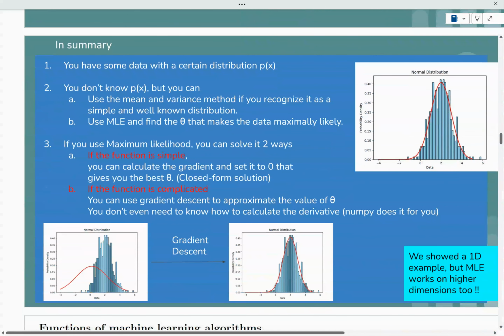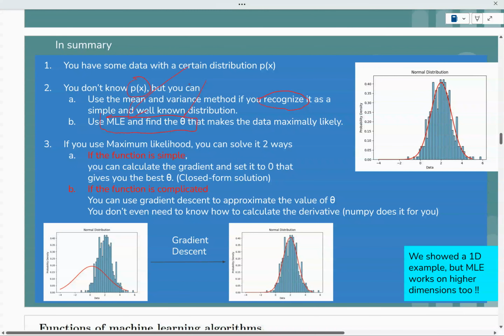All right. In summary, if you have some data with a specific distribution p of x, if you don't know p of x, but you can essentially recognize the equation, then that would be the easiest way to go. However, if you have the equation, but it's a complicated equation, then you want to use maximum likelihood to find the missing parameters for the equation. So simple equations are easy. You just need to recognize them. Harder equations, you use maximum likelihood.